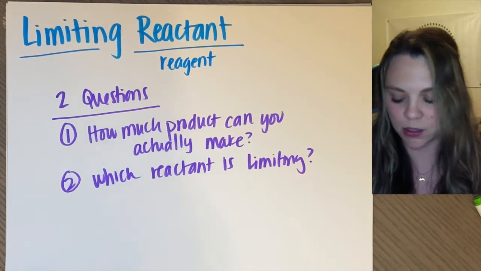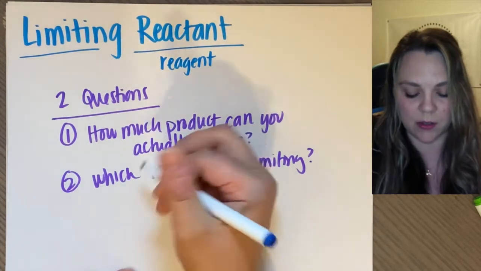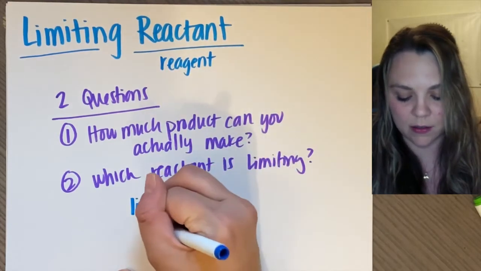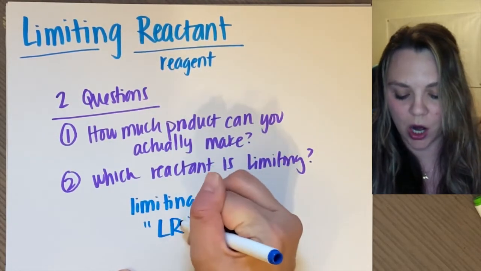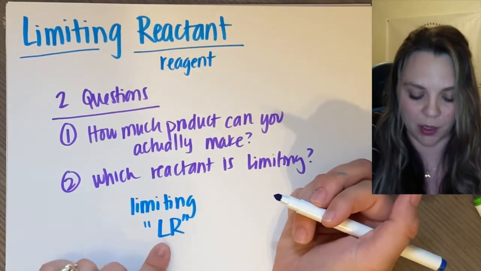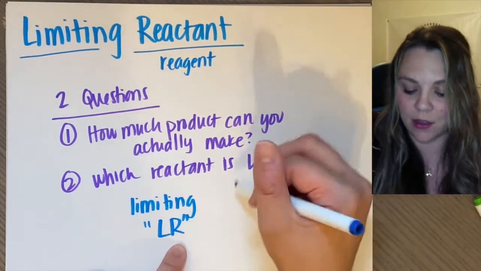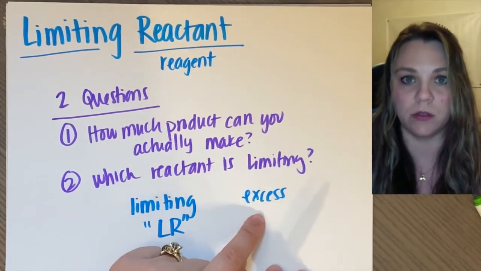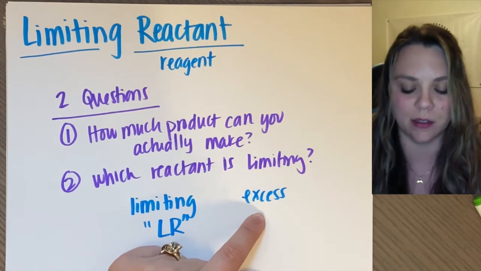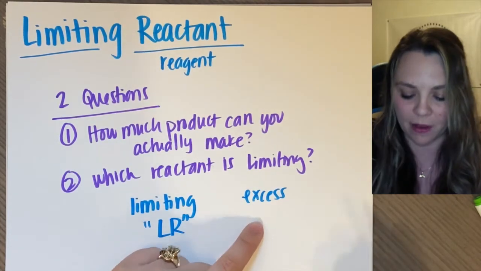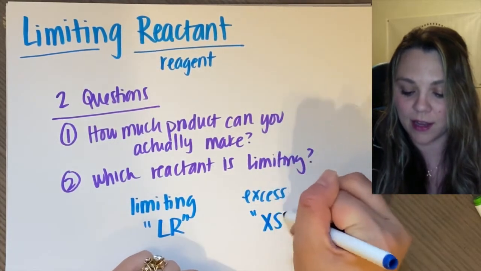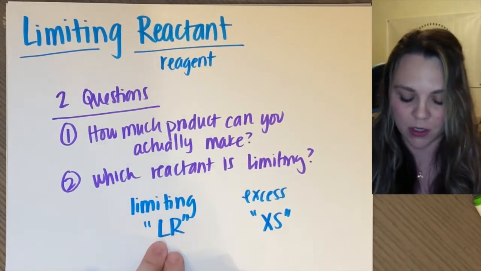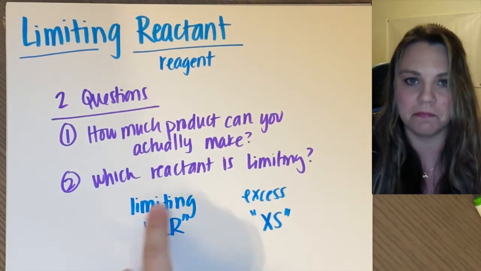Okay, and just more terminology. Okay, so the limiting reactant we will abbreviate as LR. Big capital L, big capital R, limiting reactant. There's also the excess reactant, meaning you didn't run out of it, right? You have excess of it. There's more left over. You get it, okay? And we abbreviate that as XS, excess, okay? So just so you see these terms.